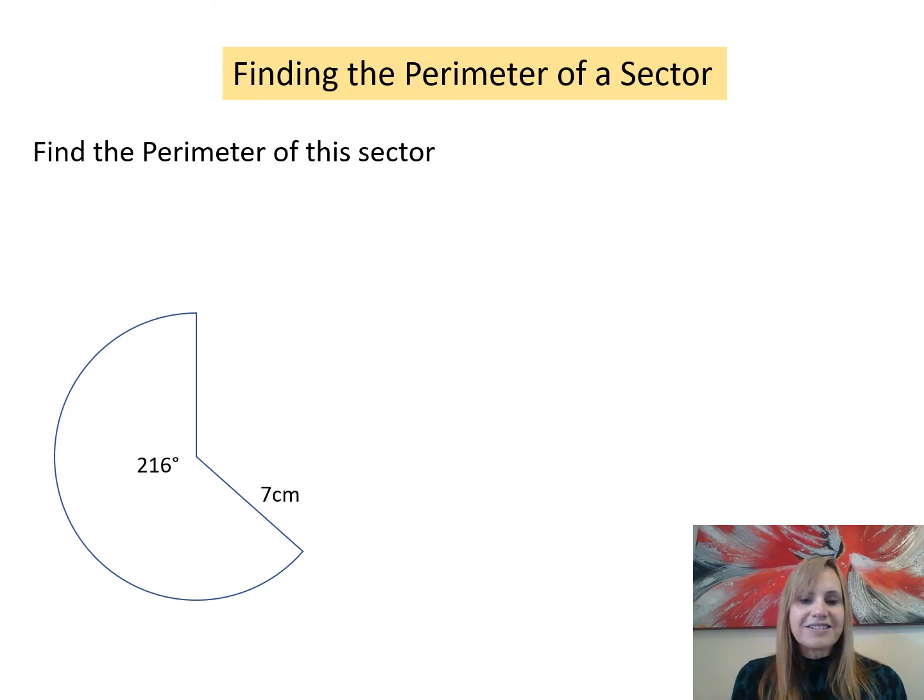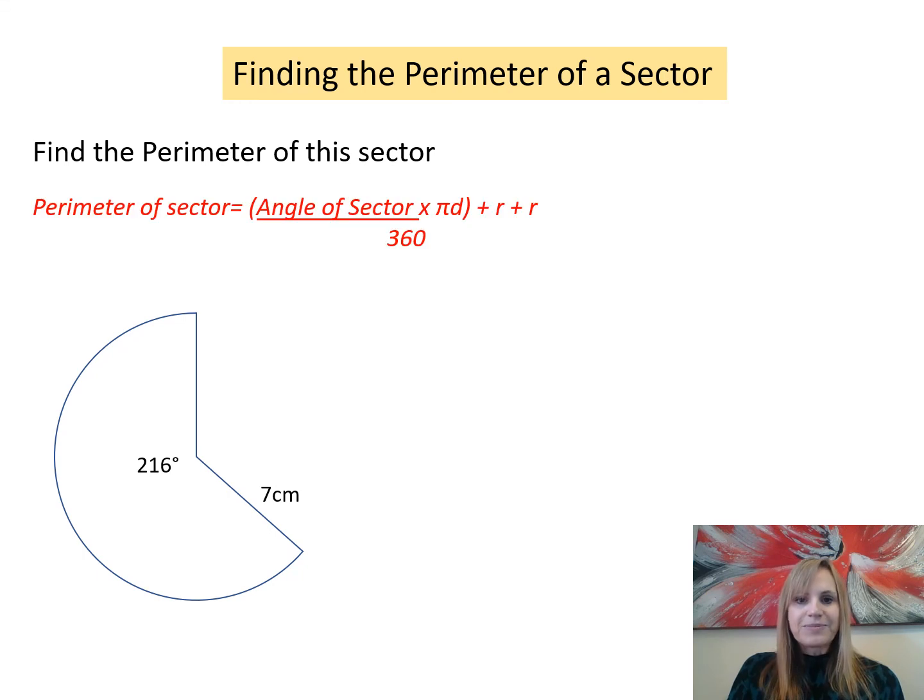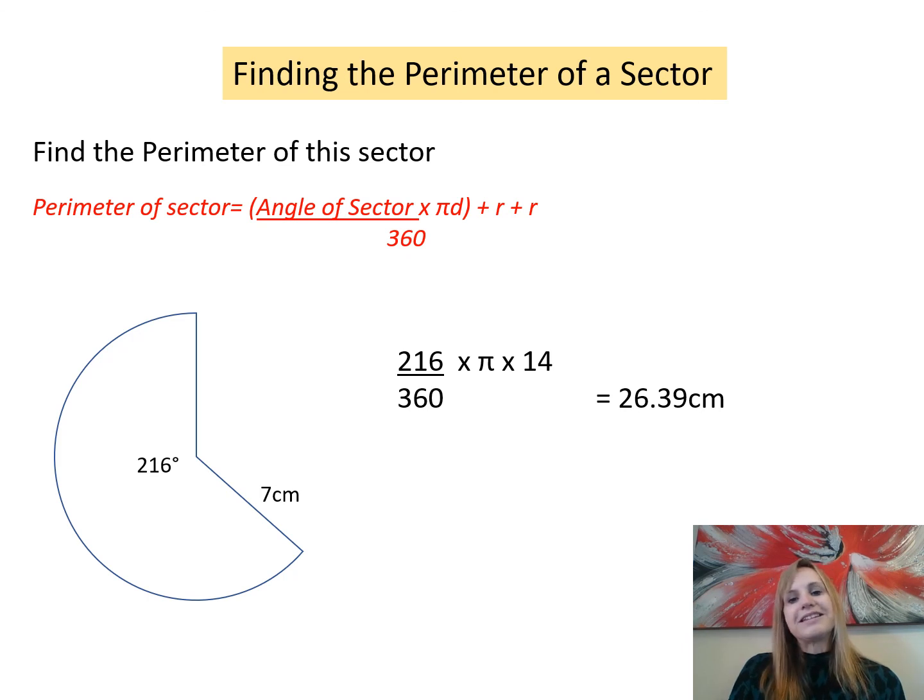So let's have a look at this example again. So using that, we're going to find the fraction of the circumference. So we have 216 divided by 360, so that's the fraction, times pi times 14, because 14 would be the diameter of that circle. And that gives a curved edge of 26.39. And then the last step is to add on those two straight sides. So we then add 7 to give a total perimeter of this shape of 40.39 centimetres.